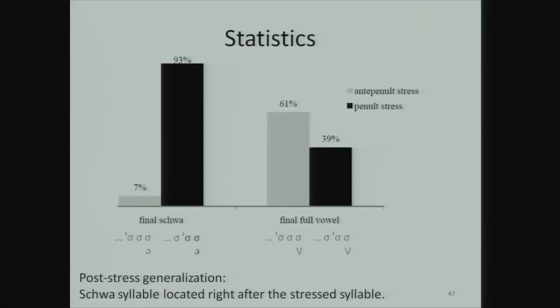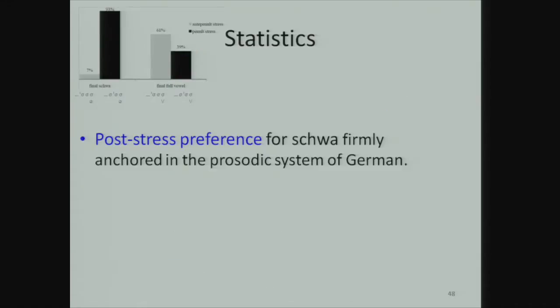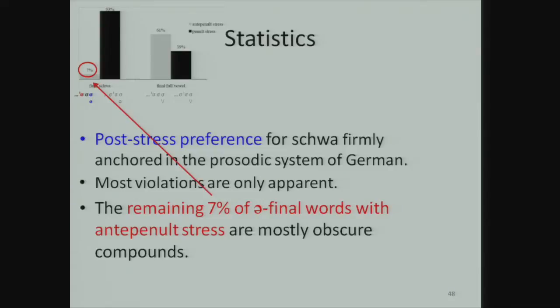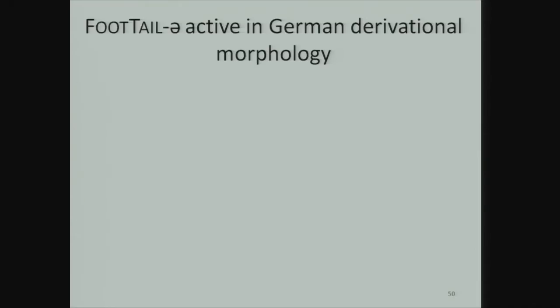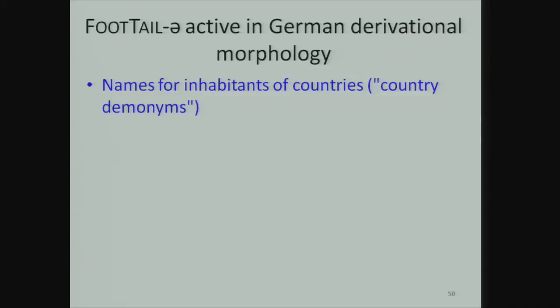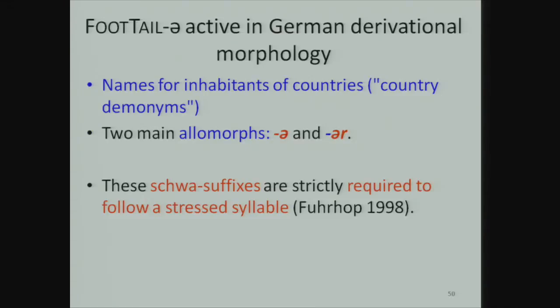And schwa is located right after the stressed syllable. And the most violations are apparent, actually, in something like obscure compounds. So there's a special story about them. Okay, so foot-tail-schwa is really active in German derivational morphology. So, for example, names for inhabitants of countries, two allomorphs, schwa and er, and Nana Fuhrhop has shown in great detail that lots of things happen in order to maneuver the schwa into the post-stressed syllable in these cases.